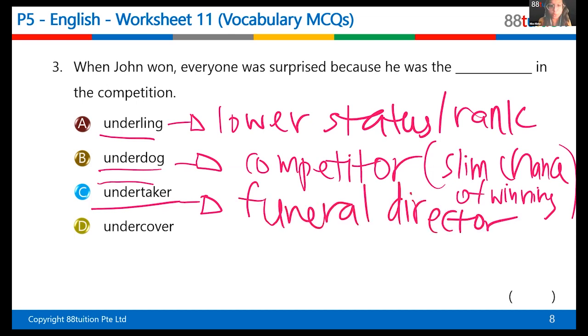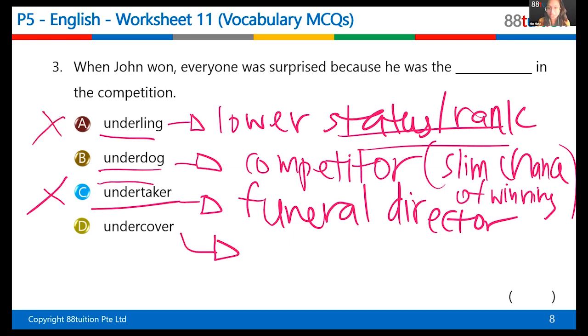So obviously this poor John is competing, he's not attending a funeral, so it cannot be C, right? He's not dead, or neither is he burying anybody. So C is out. Underling is out because again, when you are competing, it doesn't mean you're lower status. This is to do with a job, like ranking in the army and stuff like that. So A is out as well.